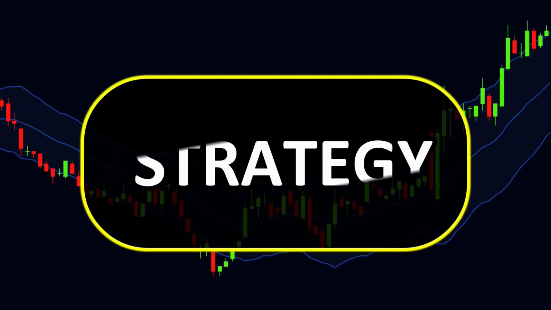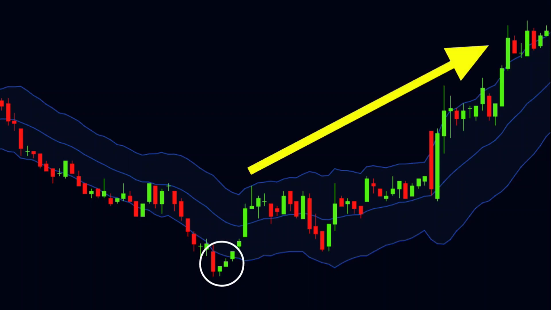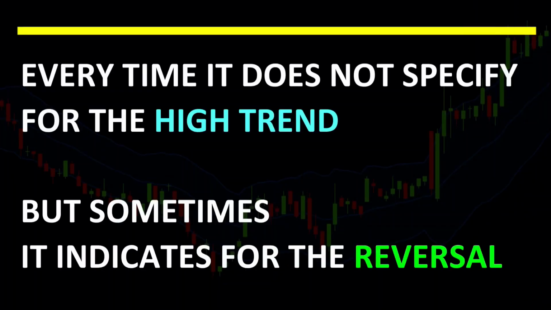Now we understand about our strategy. Here you can see, some candles move below the lower Keltner channel, but does the price move ahead in a high downtrend? The price is not going in a high downtrend. Instead of that, the price makes a reversal from here, and it moves in the upward direction. Its meaning is that, when the candles move outside the Keltner channel, then every time, it does not specify a high trend, but sometimes, it indicates a reversal.